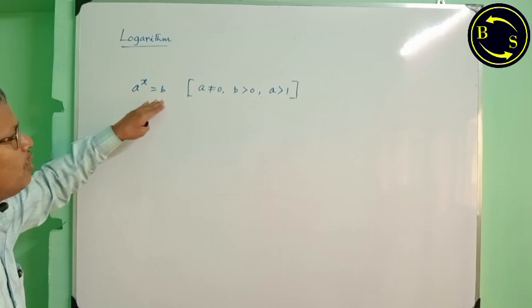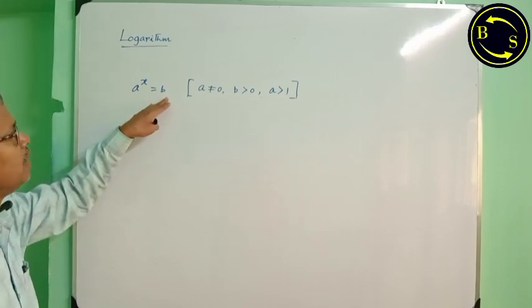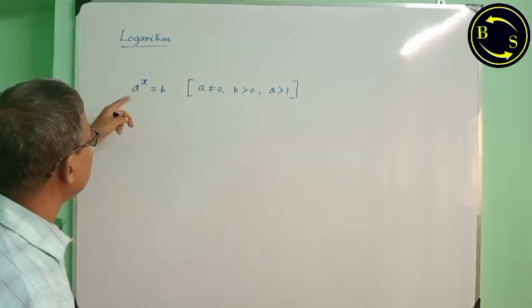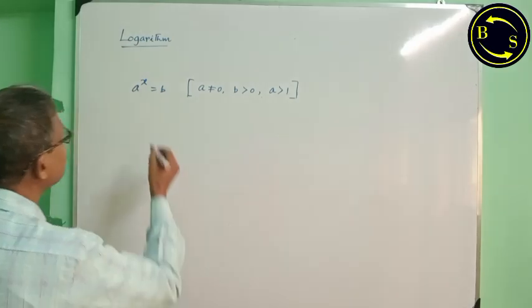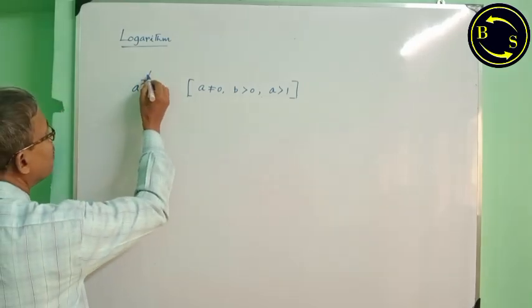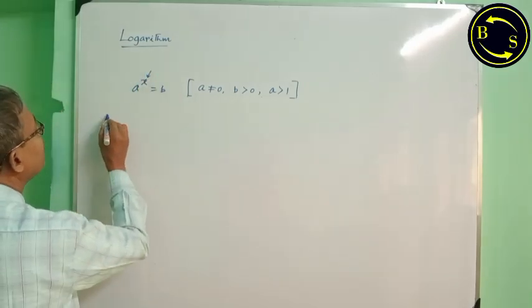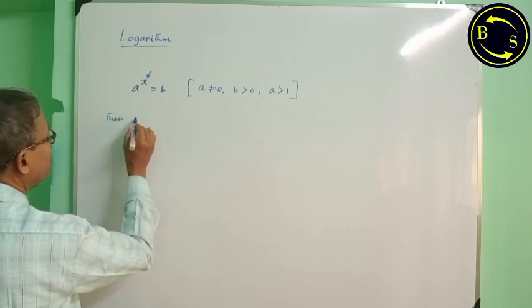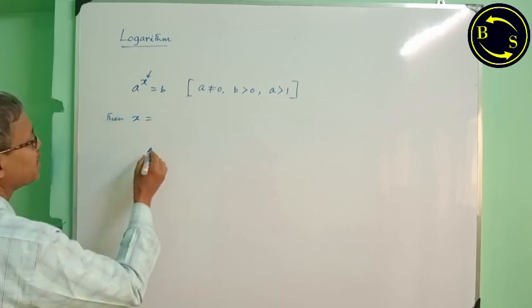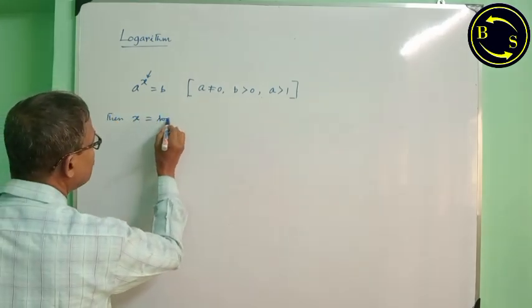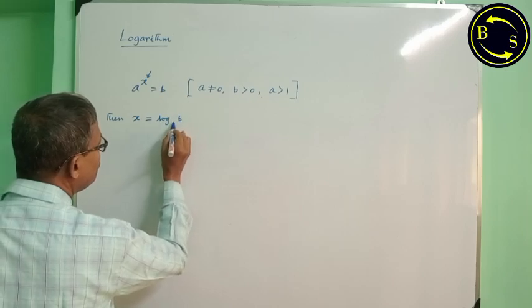A to the power x is equal to b. Now, we express this index, then x is expressed by log of b to the base a.